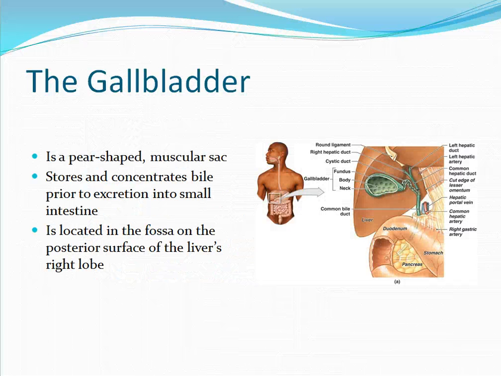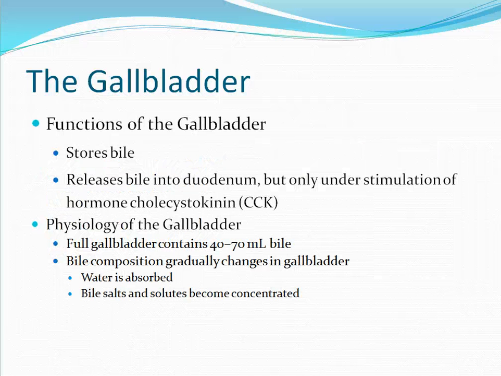The last structure to look at is the gallbladder. This is a pear-shaped muscular sac located in the fossa on the posterior surface of the liver's right lobe. The function of the gallbladder is to store and concentrate the bile prior to its excretion into the small intestines. The function of the gallbladder is to store this bile until it is needed.